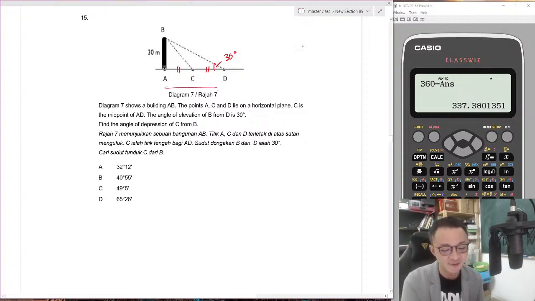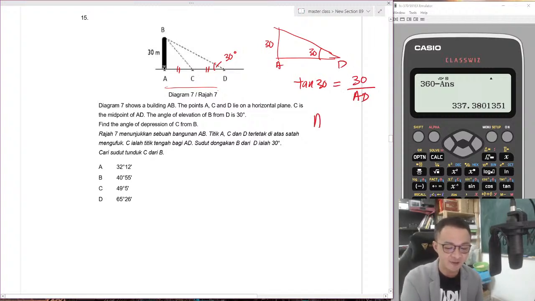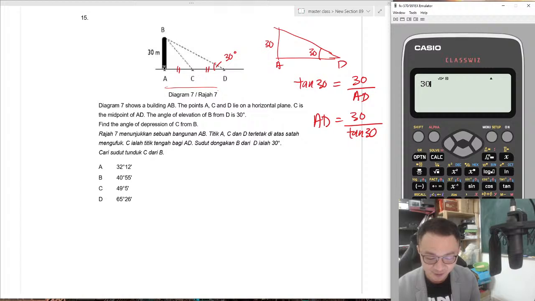Yeah, we find the distance first. Okay, we find the distance, then we divide by 2. Okay, this is 30 degrees. Obviously, we use tangent, right? Tangent 30 equals 30 over AD. Then I can find the length AD by doing 30 divided by tangent 30. Make sure you calculate it in degrees. 30 divided by tangent 30 degrees. Close the bracket. Enter. So it's about this one.